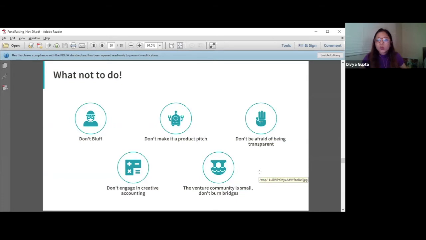This community is small, so don't burn your bridges. What I mean by this is if you have multiple term sheets and you have to reject any term sheet, do it with respect and dignity. We've seen a lot of times promoters just run away. They don't know how to have that difficult conversation.